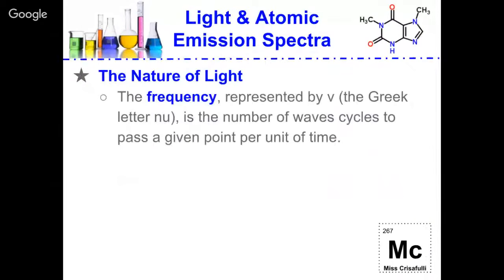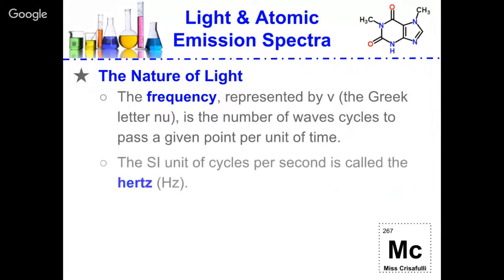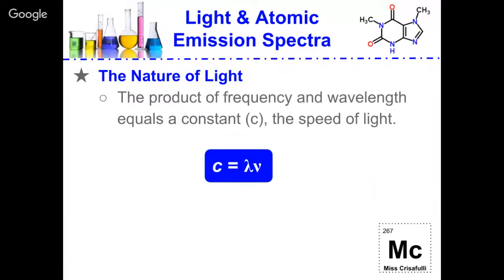Waves also have a frequency, represented by the Greek letter nu, which is the number of wave cycles to pass a given point per unit of time. The SI unit of cycles per second is called hertz. The product of the frequency and the wavelength is equal to a constant c, which we know as the speed of light. This is an important equation for you: c equals lambda nu.